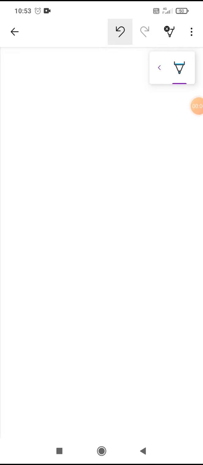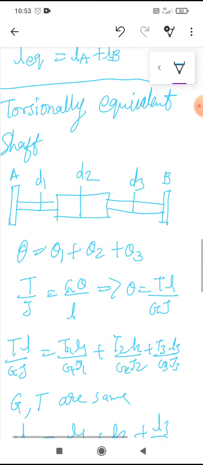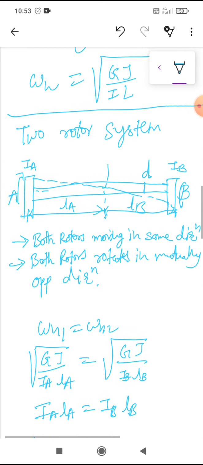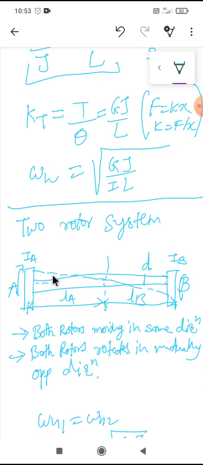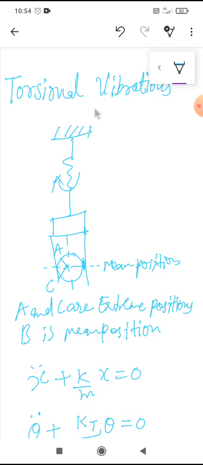Hey guys, in the last lecture we have seen torsional vibration in a single rotor system. Then we have seen torsional vibration in a two rotor system, and then we have seen the torsionally equivalent shaft. So we have seen the torsionally equivalent shaft, the two rotor system, and the single rotor system, and started this topic, torsional vibration.